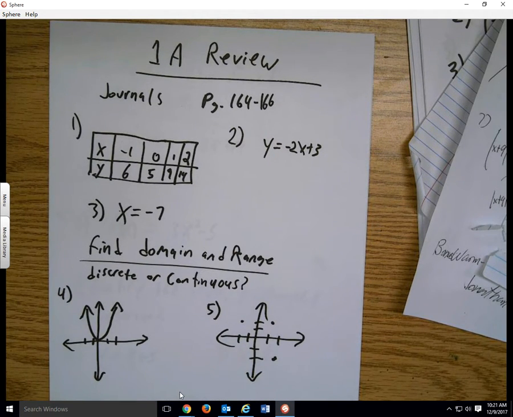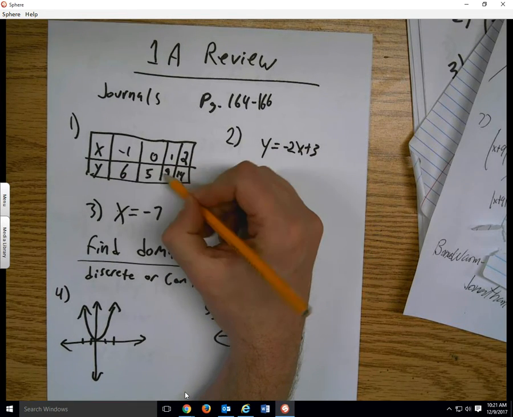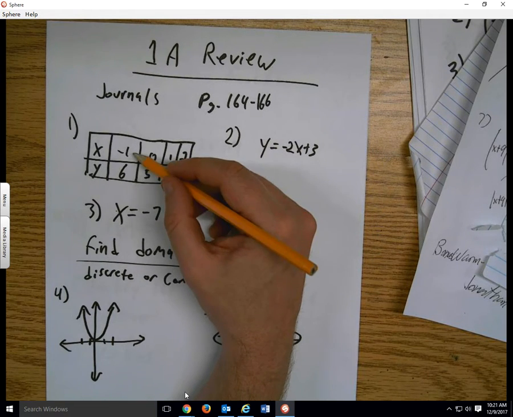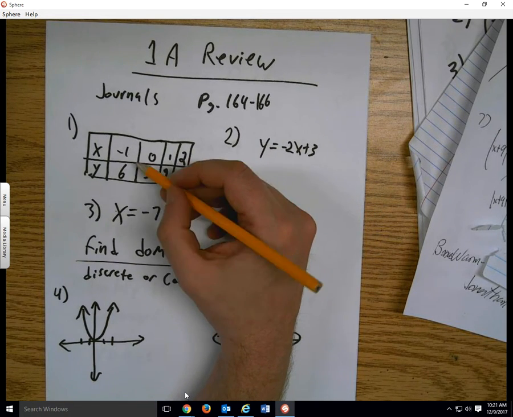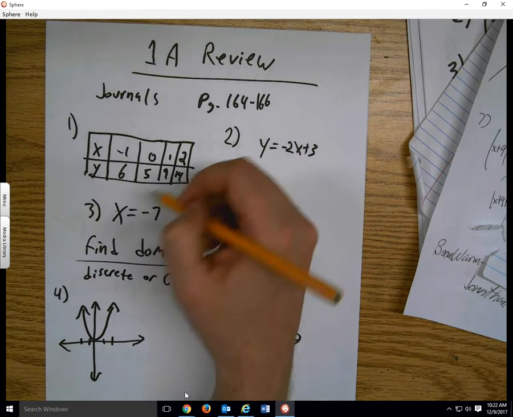The first question, I didn't really write it out, but it just says determine whether the relation is a function. If the relation is a function, determine whether the relation is linear or nonlinear. So remember, for it to be a function, each input can only have one output. Each x can only have one y. If one x has two different y's, it's not a function. So in this case, every x is only going to one number. So yes, it is a function.